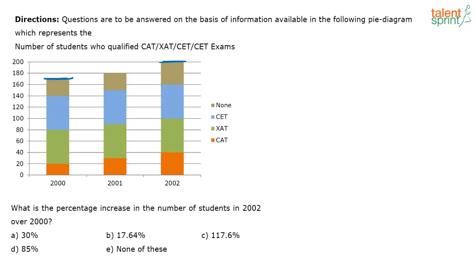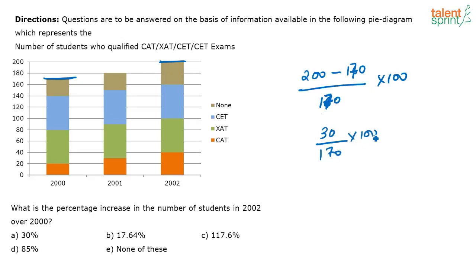What's the answer for this? See, number of students in 2002 is 200. Number of students in 2000 is 170 here. So final value minus initial value divided by initial value into 100, and that is the percentage that we are looking at. So here what do you get? You get 30 divided by 170 into 100, or this is equal to 17.64%. That is option B. See, another thing we have to note here is that none of these options is there. Many times if none of these options is there, you can eliminate the other options and get the answer very easily.